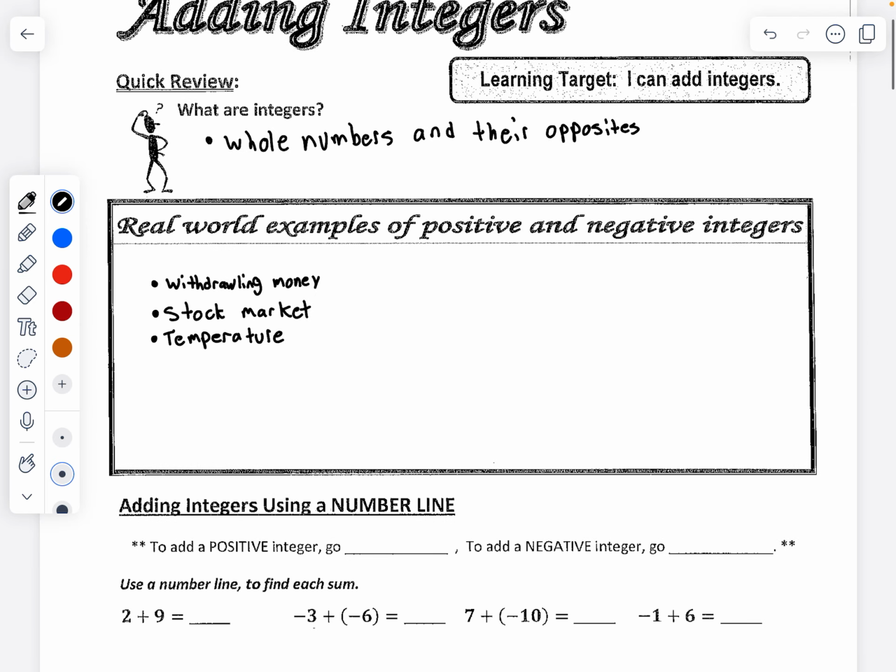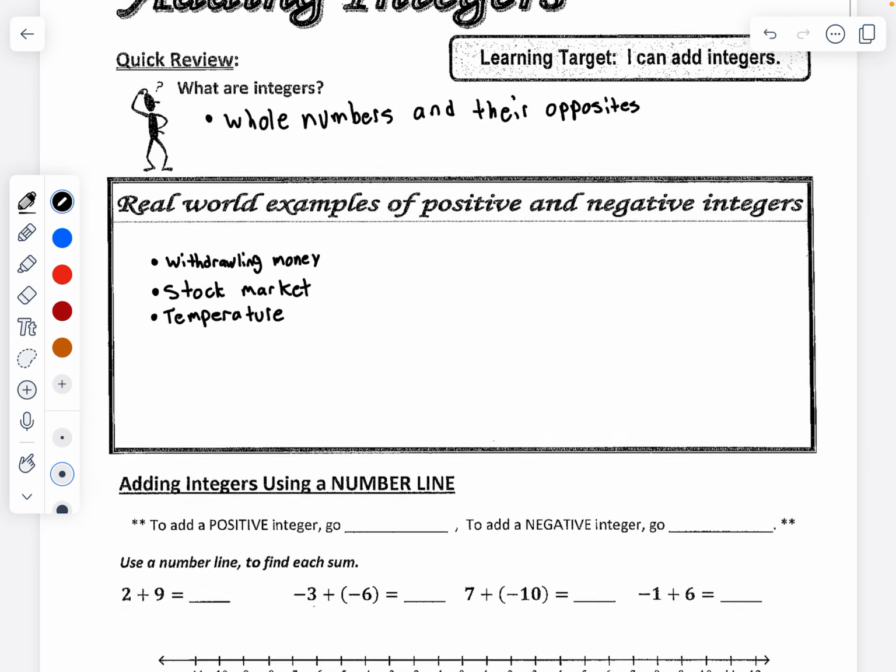Some examples of real world positive and negative integers are withdrawing money from a bank account. You could see your bank account going down, which would be represented as a negative number. The stock market, you will see it rise and fall in percentages. It would be plus 2.5% one day and minus 1.75% another day. And temperature, negative 15 degrees outside, super cold, but that is an example of a negative integer in the real world.